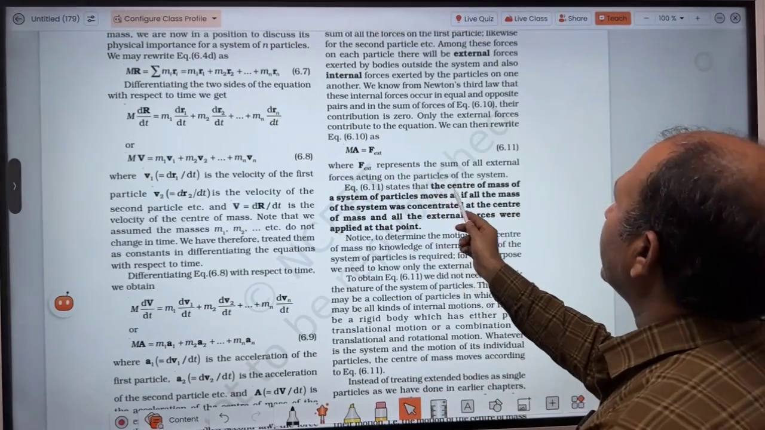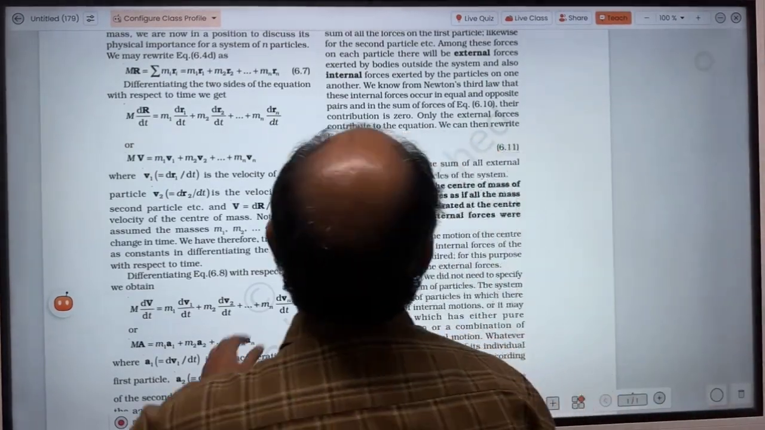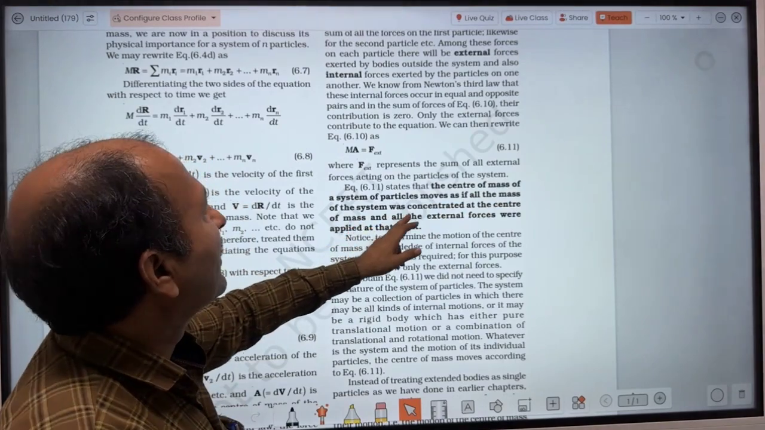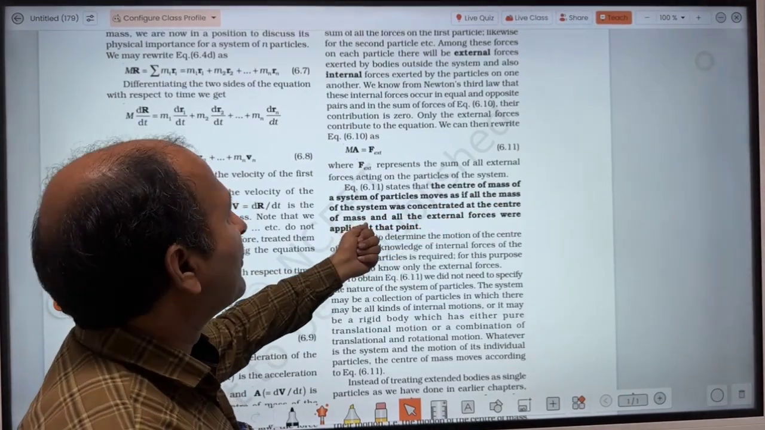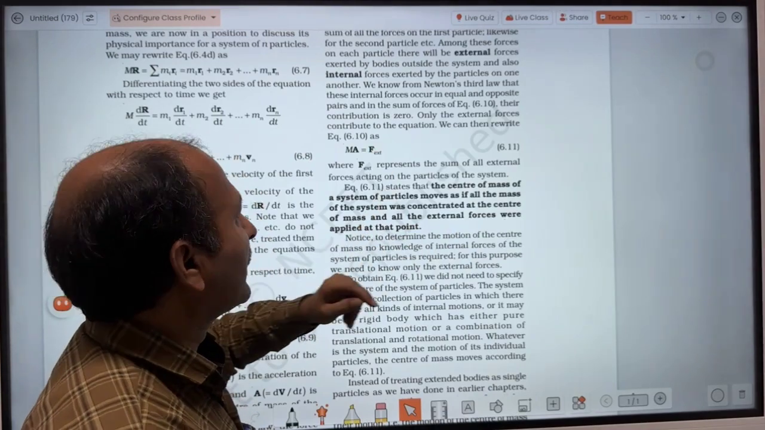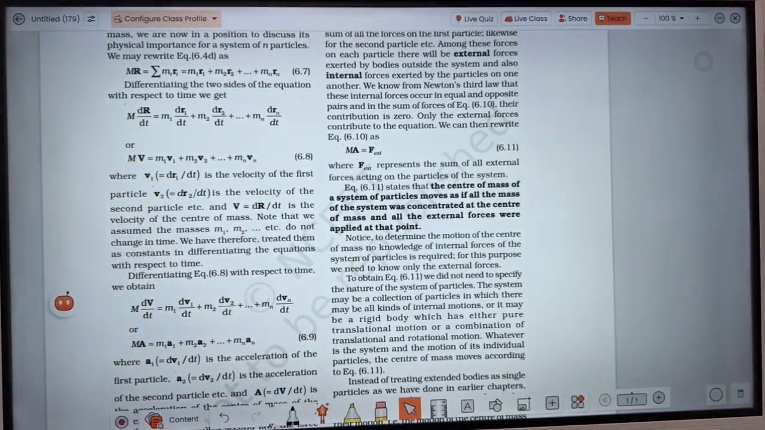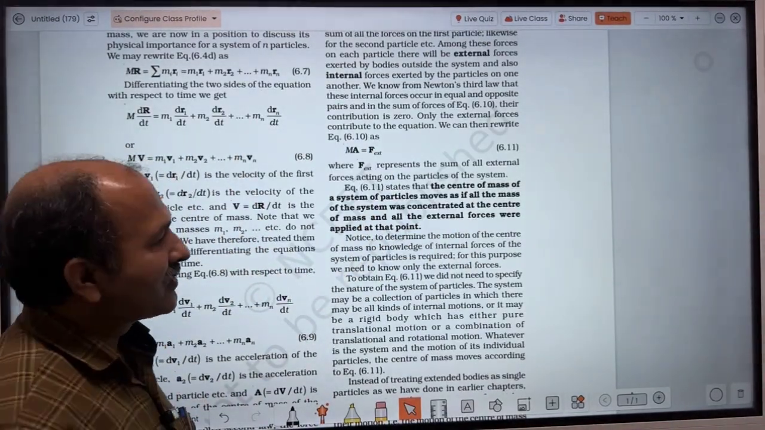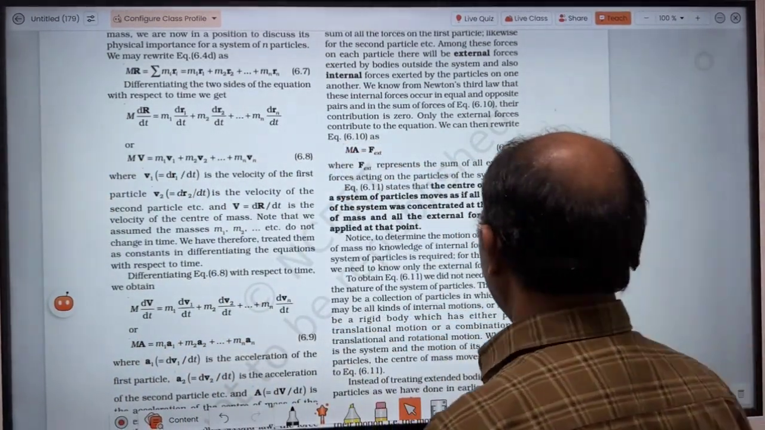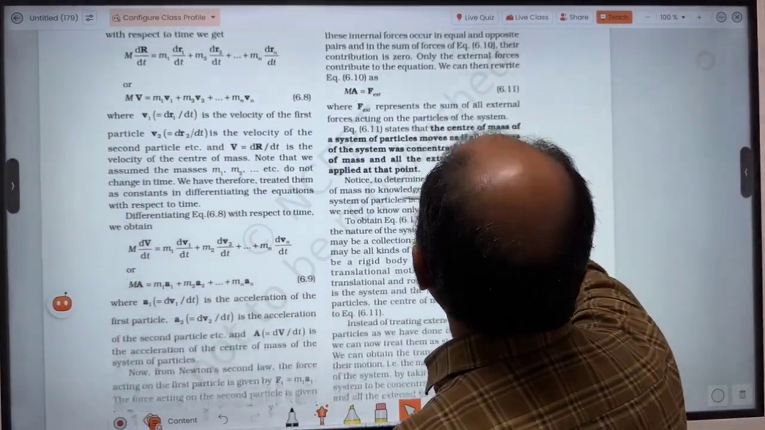So the meaning of this expression is that the center of mass of a system of particles moves as if all the mass of the system was concentrated at the center of mass and all the external forces were applied at that point. So when mass is distributed, in that case we try to find the center of mass so that calculation may become easier.